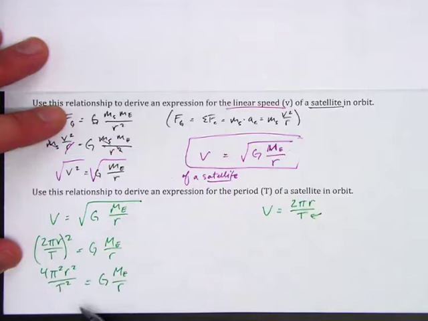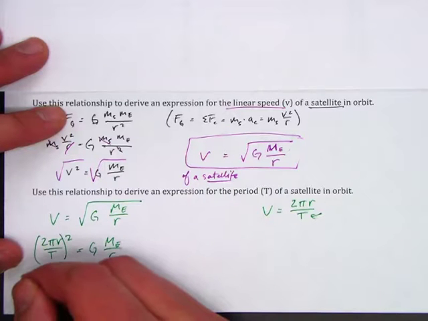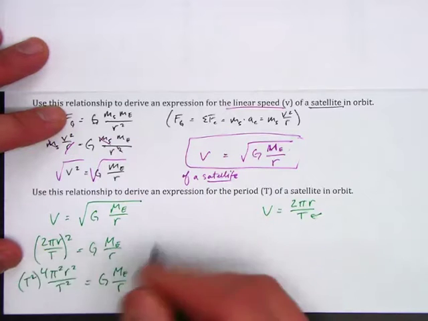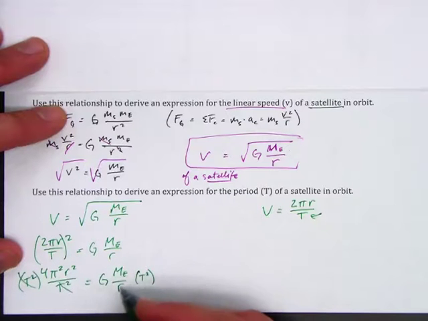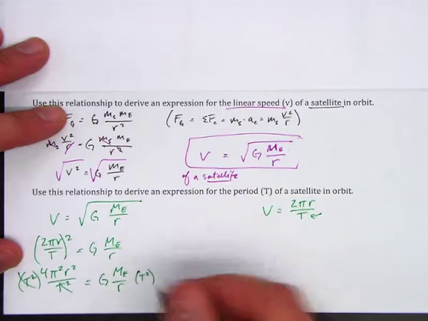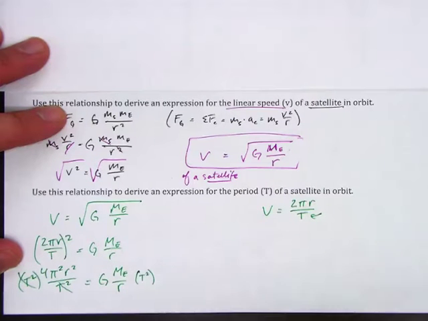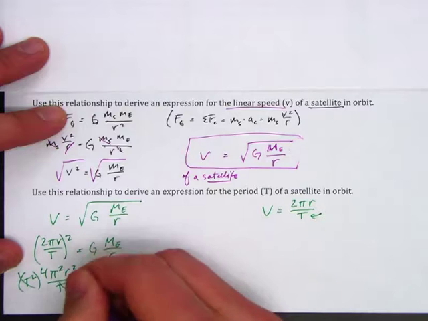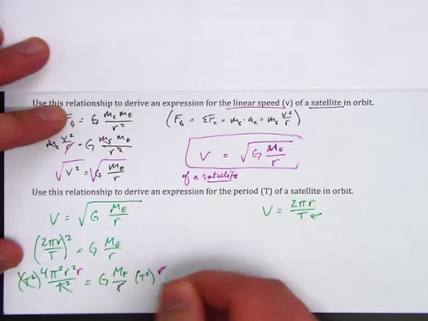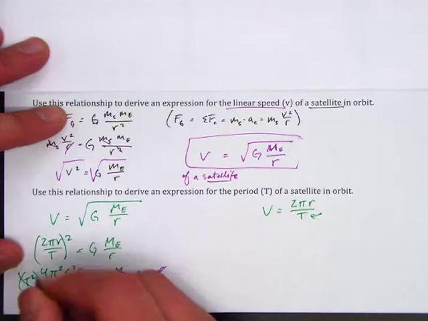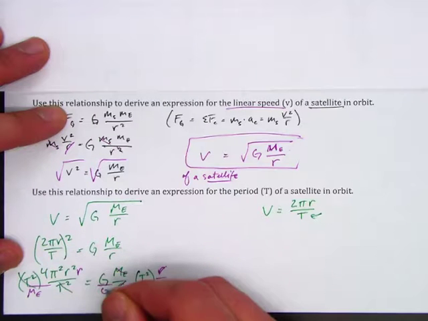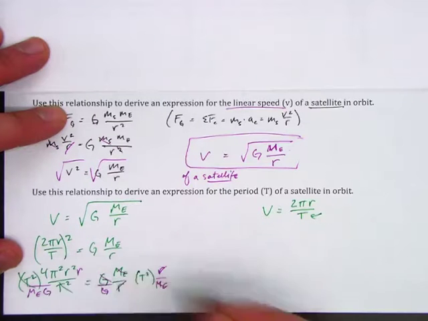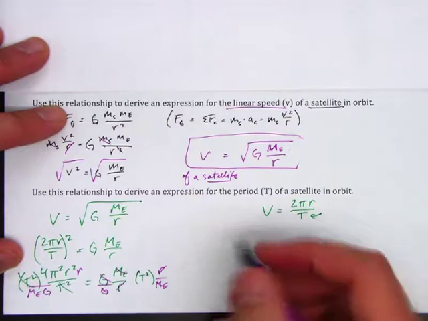So now let's get all the T's over on one side. I'm going to multiply both sides by T squared, to get the T out of the denominator. Now I want to get the G and the M and the r on the other side. So let's do this in a different color. I'm going to multiply by r, so I multiply by another r. I'm going to divide by mass of the Earth, so I divide by mass of the Earth. And then I'm going to divide by G. It looks kind of messy, but let's re-express this over here.